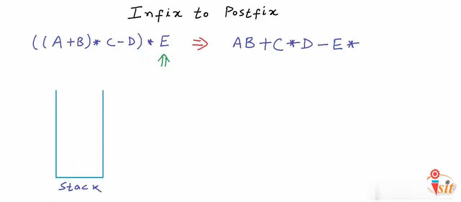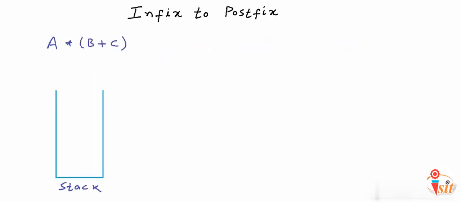I'll take one more example and convert it to make things further clear. I want to convert this expression. I'll start at the beginning. First we have an operand, then this multiplication operator, which will simply go onto the stack. The stack right now is empty. There is nothing on the top to compare it with. Next we have an opening parenthesis, which will simply go. Next we have an operand, it will be appended. And now we move on to this addition operator.